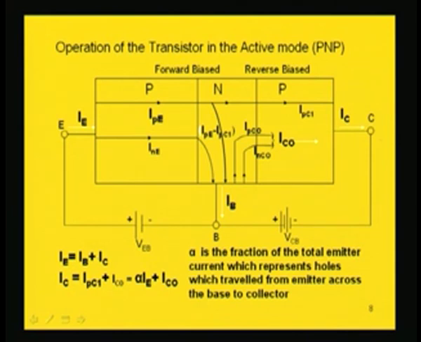This is the key equation which is satisfied in the transistor. Another equation we get from the collector current and emitter current relation is IC equal to IPC1 plus IC naught. IPC1 we can represent as alpha times IE, alpha being the fraction of the total emitter current which represents the holes which travel from the emitter and reach the collector by passing through the base. So, IC equal to alpha IE plus IC naught. These two equations are the key equations which you should remember for analyzing the transistor circuit.